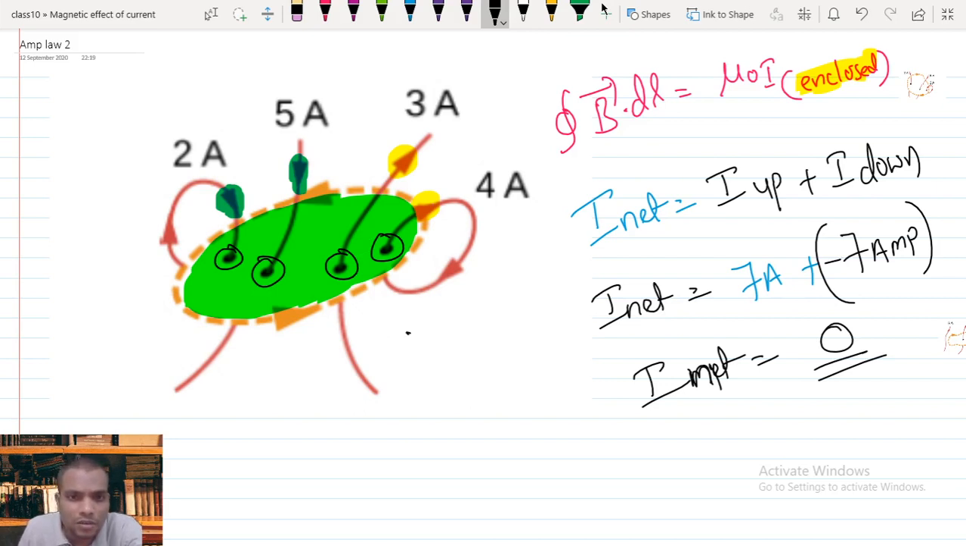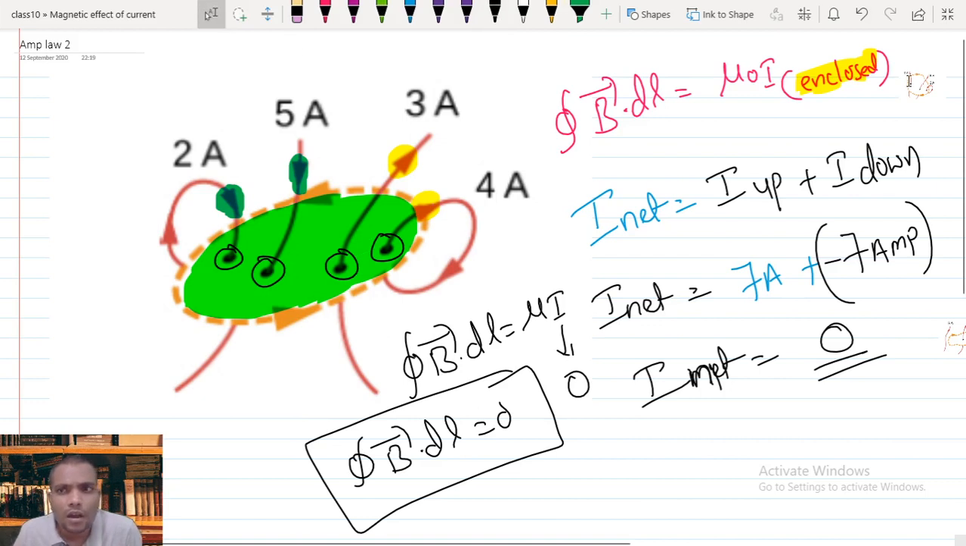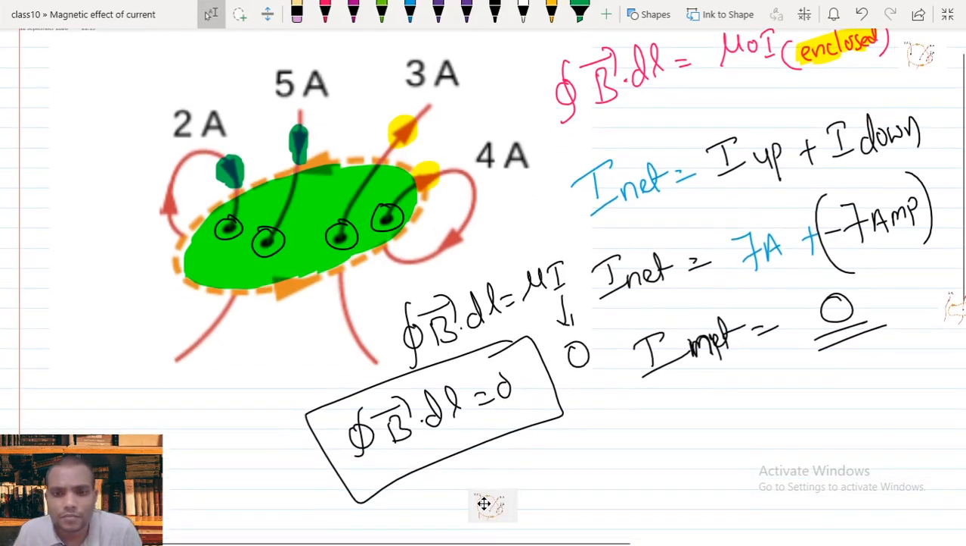If the net current goes to 0, what is the total magnetic field contributing in this situation? Closed integral of B dot dl equal to mu naught I. Here I equals 0. Therefore closed integral of B dot dl equals 0. So in this situation there is no magnetic field because the total current enclosed by the given conducting wires is equal to 0. I hope you are getting some meaning.